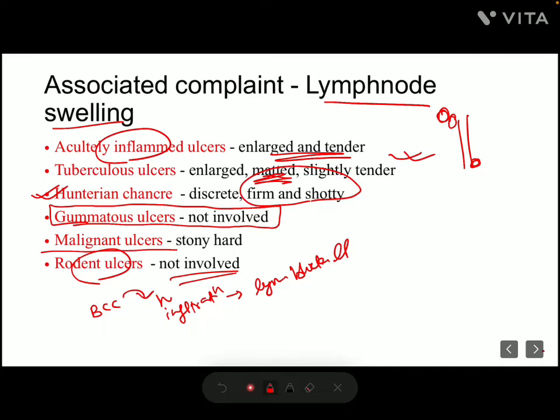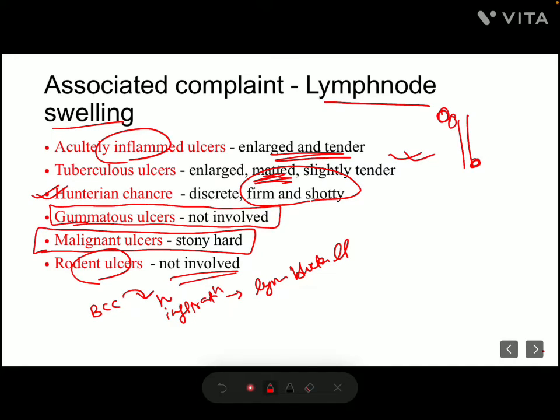And one of the most important things that you should remember when it comes to ulcer and lymph node enlargement is, in case of malignant ulcers, which are caused due to squamous cell carcinoma, adenocarcinoma, or any other malignant cause, you're going to have stony hard lymph nodes when lymphatic metastasis has already occurred.